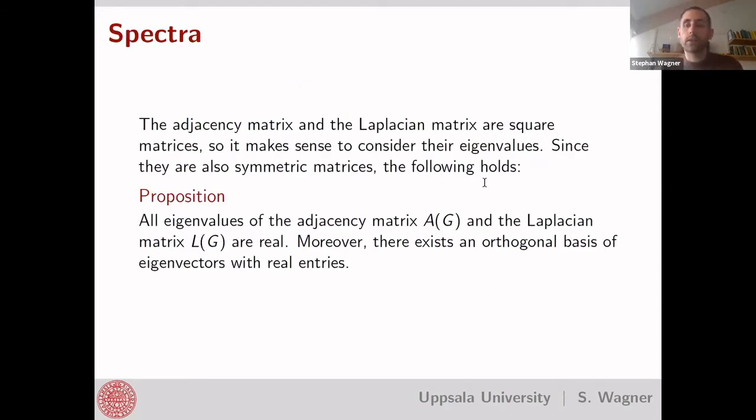All right, so now let's define spectra. So this is about spectral graph theory. What do we mean by spectra? Since the adjacency matrix and the Laplacian matrix, among others, are square matrices, it does make sense to look at their eigenvalues. They're even symmetric matrices, so we know for a fact that the eigenvalues are going to be real, because all symmetric matrices have real eigenvalues only. And we even know more. We also know that there is an orthogonal basis of eigenvectors, all with real entries. Both of these properties are very useful indeed.